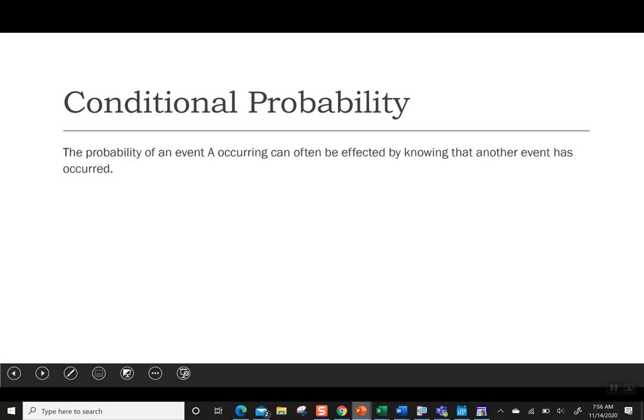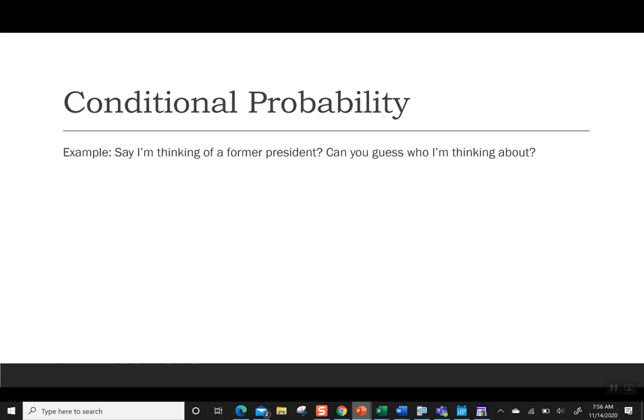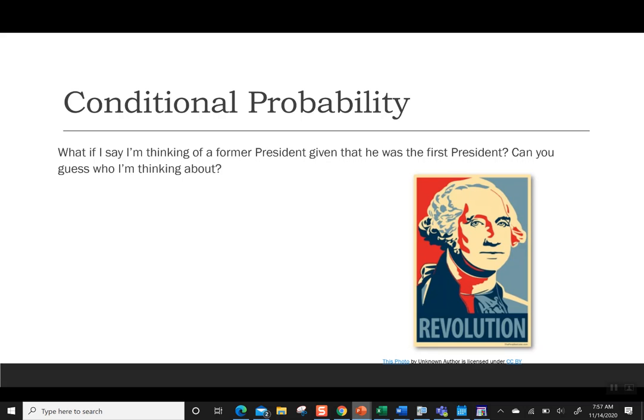Next, we want to look at something called conditional probability. The probability of event A occurring can often be affected by knowing another event has occurred. Let's take an example. Say I'm thinking of a former president. Can you guess who I'm thinking about? Right? There's lots of choices, so it's really hard to tell what am I thinking. But let me give you this other clue. What if I say I'm talking about a former president and I'll tell you ahead of time that he was the first president? Do you know who I'm talking about now? Hopefully you said George Washington.